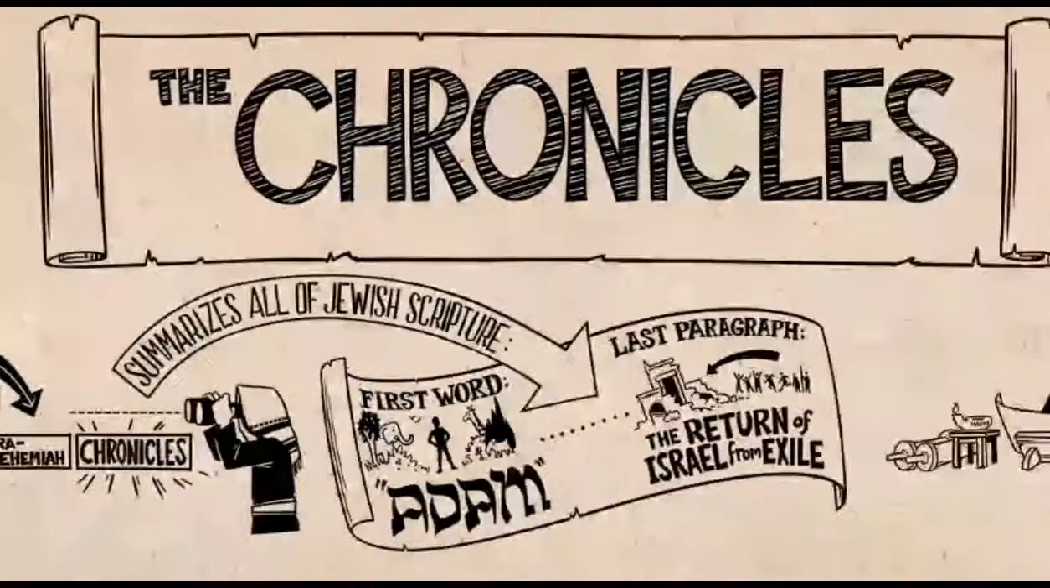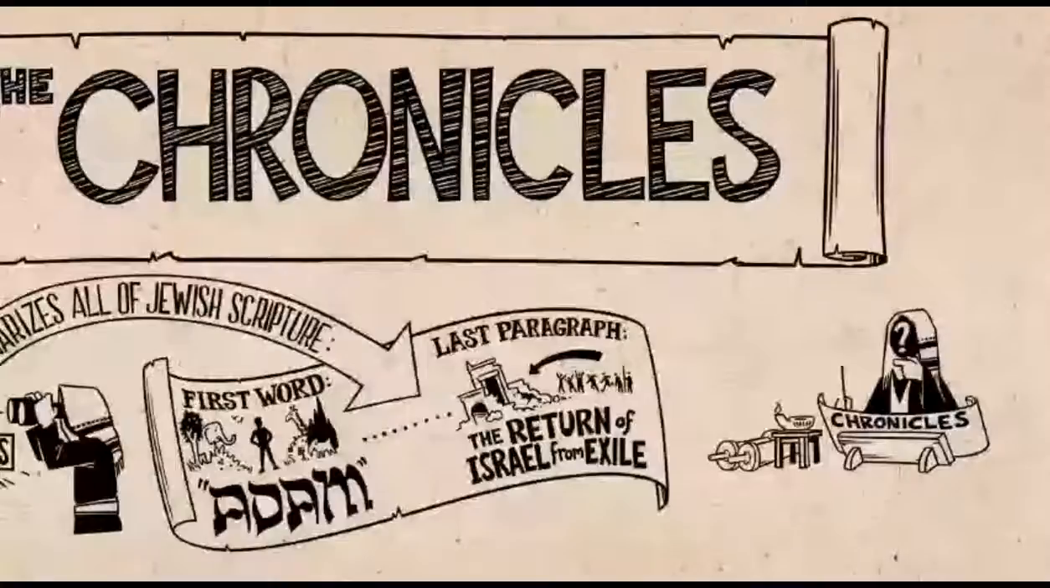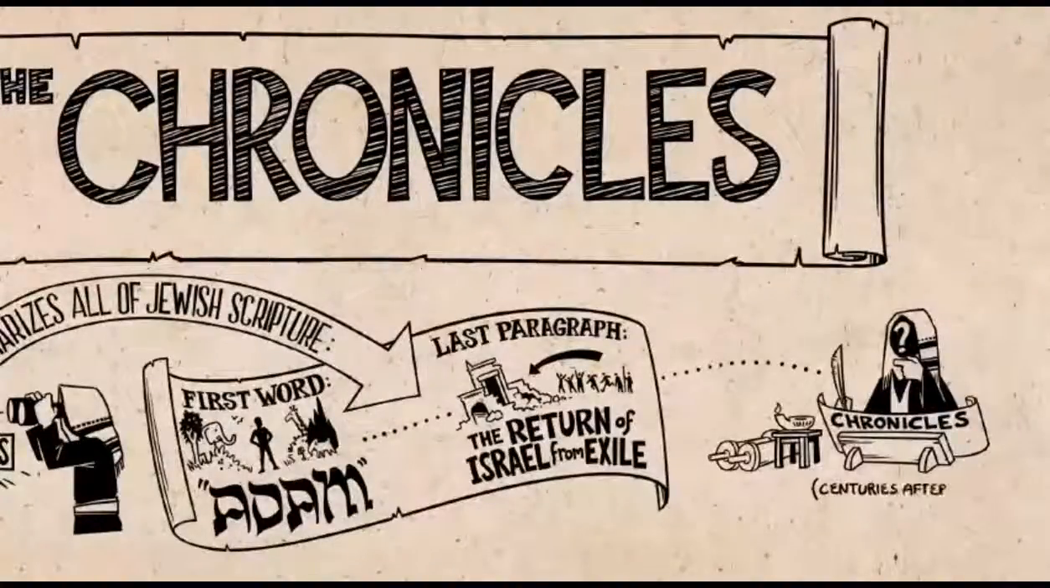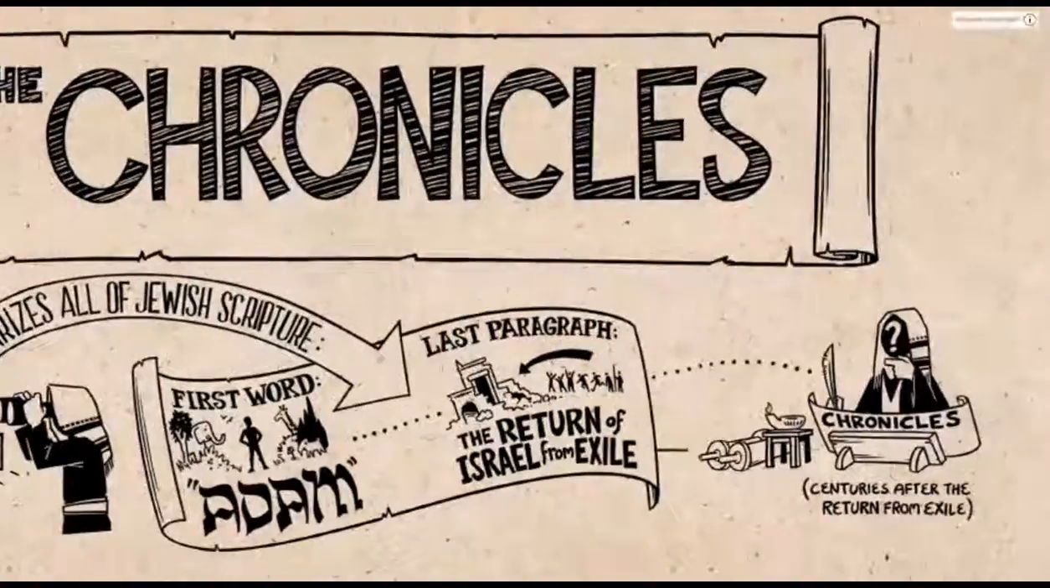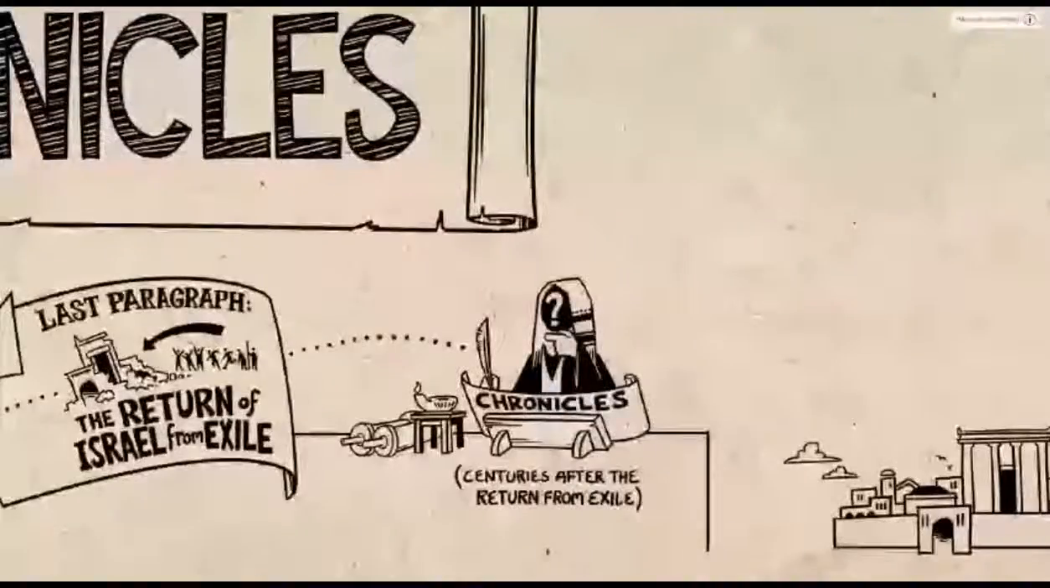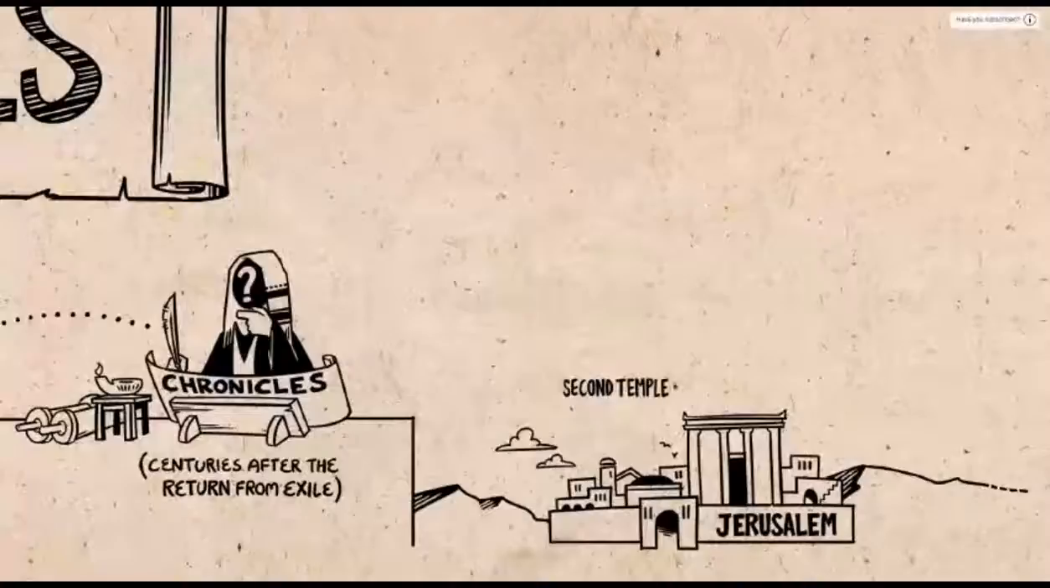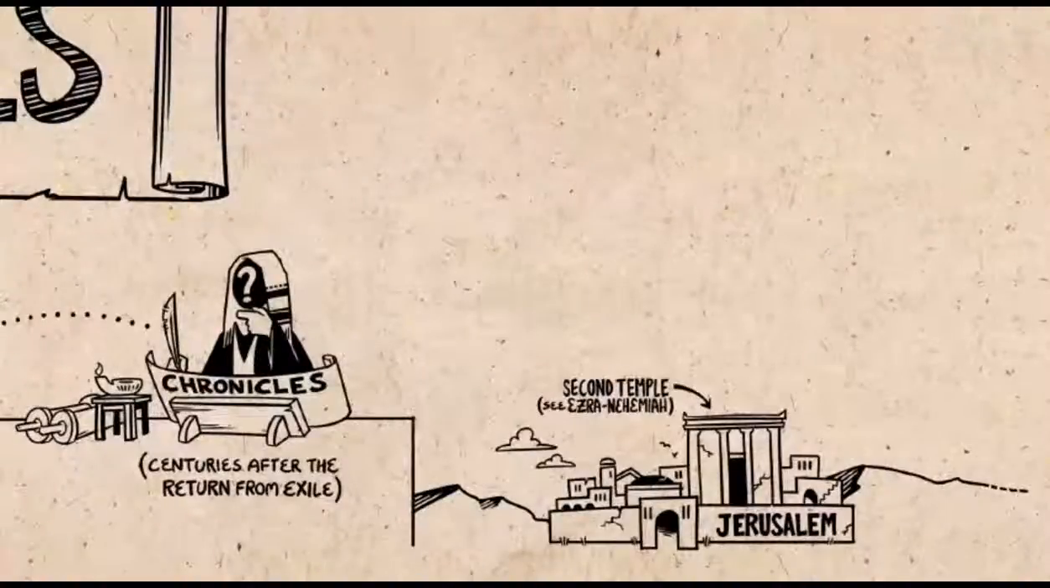Now, we don't know who wrote this book, but we can tell from details within it, it was produced by somebody who lived a couple hundred years after the Israelites returned from the Babylonian exile. Now, for this author, Jerusalem and the temple were rebuilt some time ago, and as we learned from Ezra and Nehemiah, things were not going well.